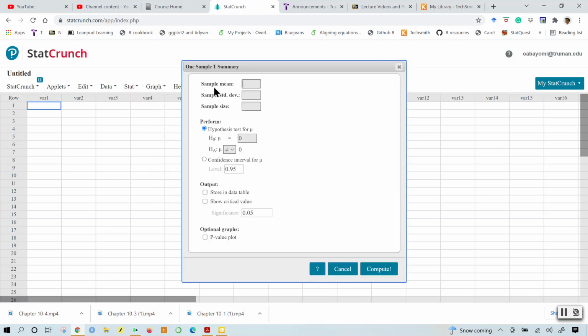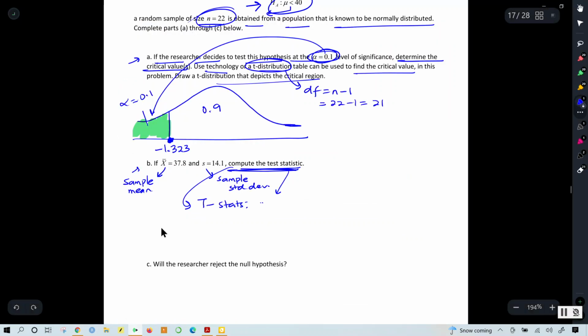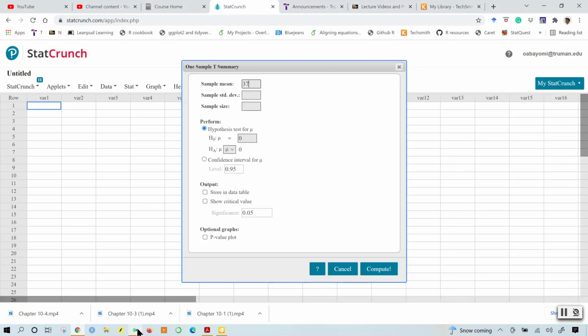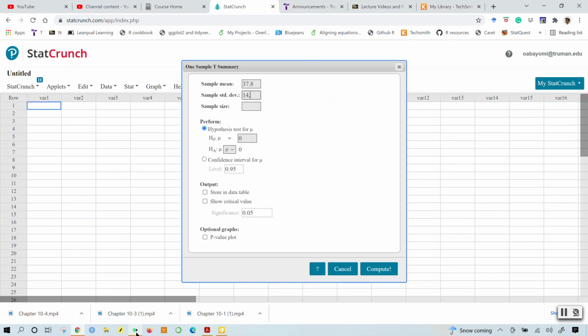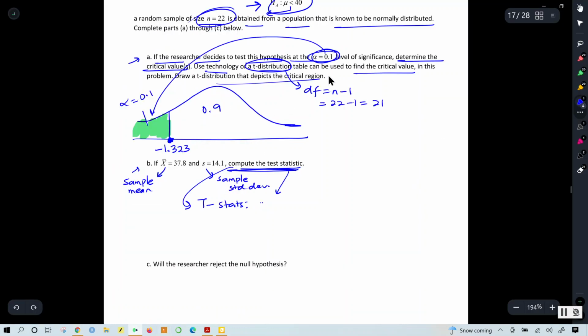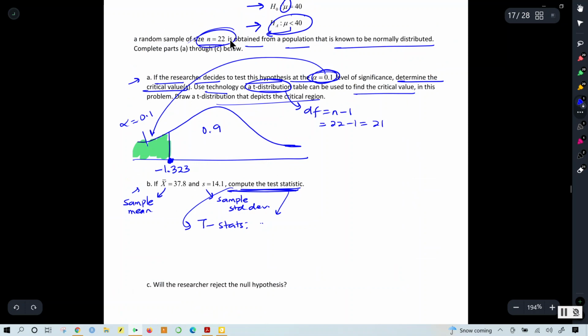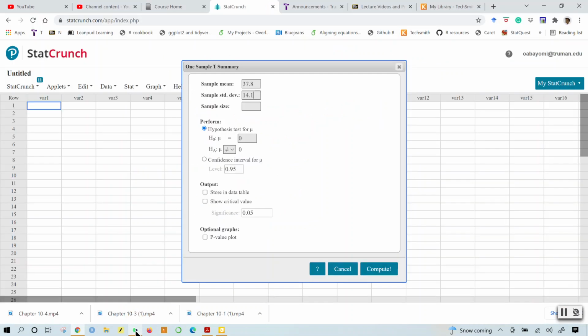And you'll be asked to input the value of the sample mean. The sample mean in this case is x bar, which is 37.8. So 37.8. And then the sample standard deviation is 14.1. So I'm going to key in 14.1. And the sample size is our n. N is equal to 22. So I'll key that in.